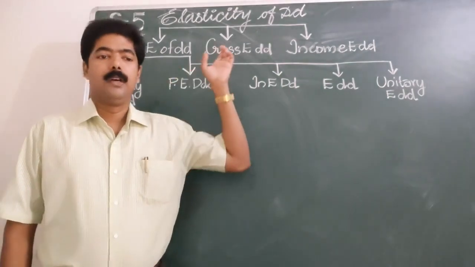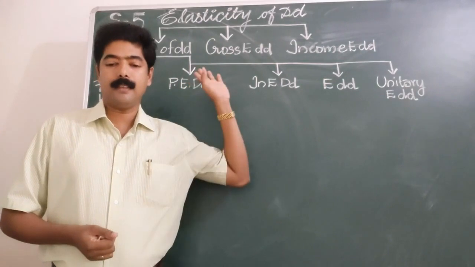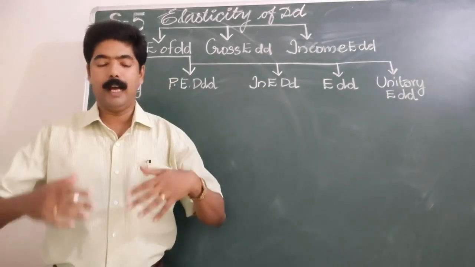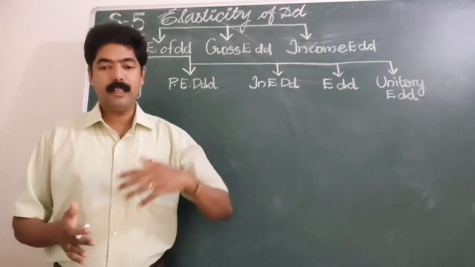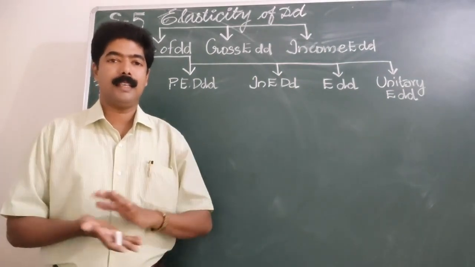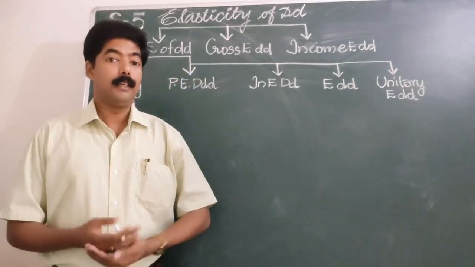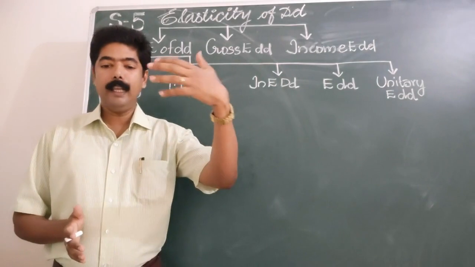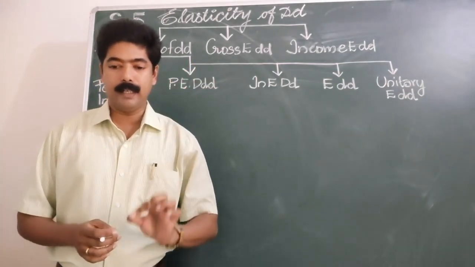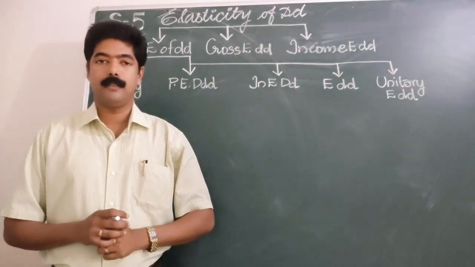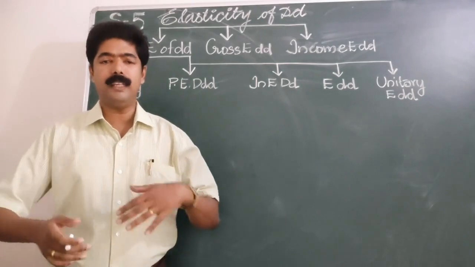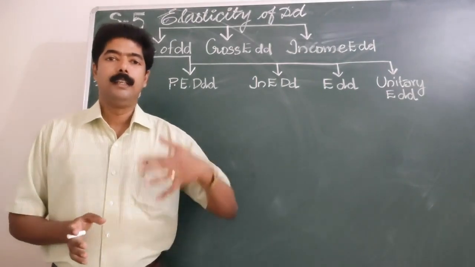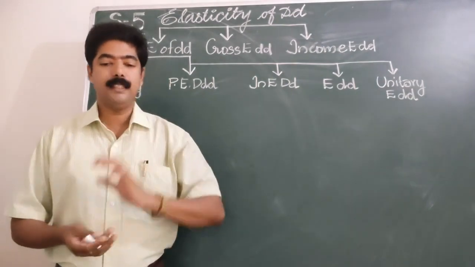Here, first of all, let us study what is meant by elasticity of demand. The concept of this term was given by the famous economist Alfred Marshall. He gave the concept to make us clear about the behavior of demand when there are changes in its determinants. Elasticity of demand refers to the degree of responsiveness of quantity demanded of a commodity to a change in its determinants. Any of its determinants can change, and due to that change, the quantity demanded of a commodity changes. This is what is known as elasticity of demand.